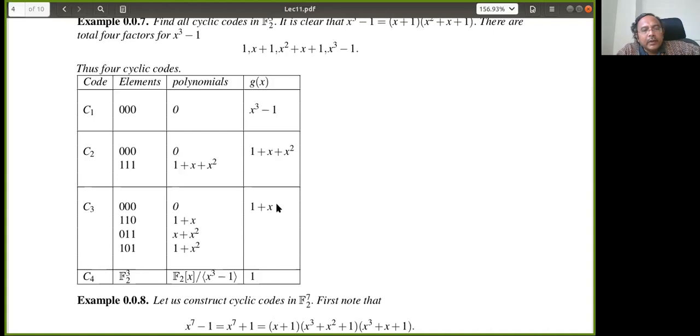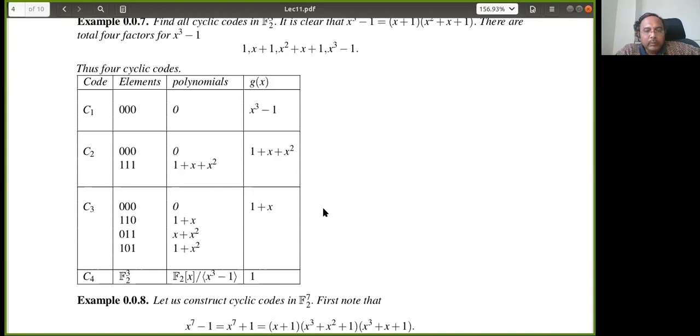Sir, x cube will become 1, no? Yes, so then it will repeat. Yeah, again it will repeat, that is another thing. Good. If I multiply with x cube, that is a good point, x cube plus x power 4 is again 1 plus x only. There is no use. Yeah, that is a good observation.